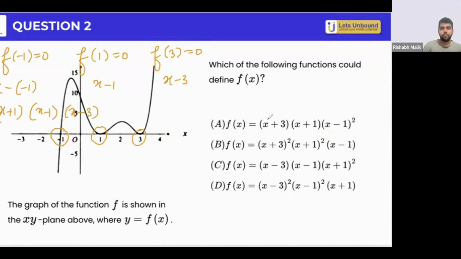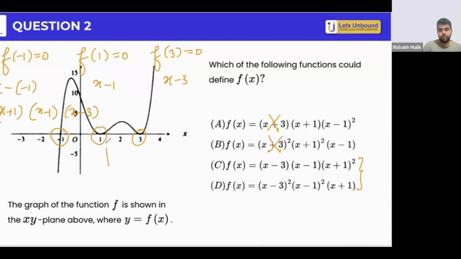First of all, I can eliminate the first one where I'm having x plus 3, that goes away. Now, if you observe, the last two all have these factors. The only difference is of the power. I can see x minus 3 is linear in the first one, and x minus 3 is quadratic in the second one, that is having the power as 2. So to avoid that confusion, we observe this feature.